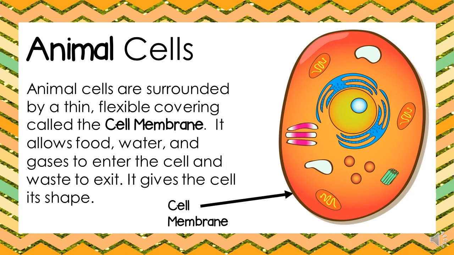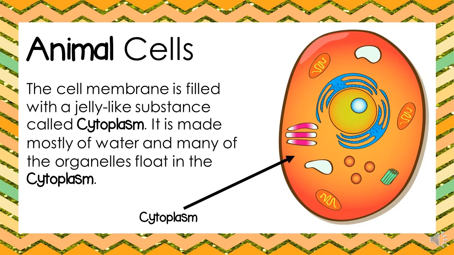Let's first start with animal cells. Animal cells are surrounded by a thin, flexible covering called a cell membrane. This is like the fencing of the cell. It allows food, water, and gases to enter and exit the cell, as well as waste, and it holds the cell together. If this were a balloon, it would be the outside rubbery substance that holds it together, but it can still have things come in and out of it.